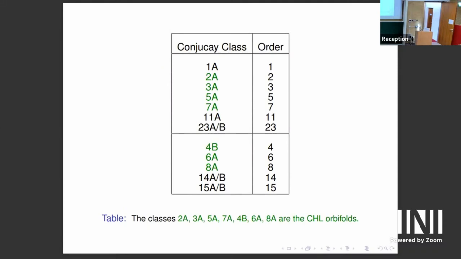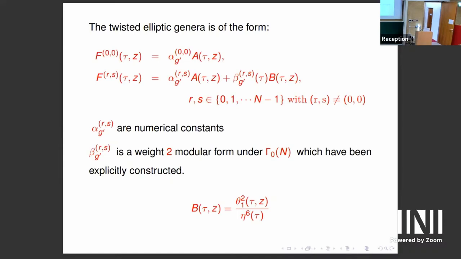So this is the history of this construction. Now, this is just a list of the ones which we have. And these green ones are the ones which were known a long time ago as CHL orbifolds itself. And here is the generic form.